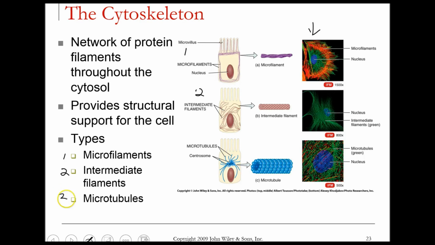Finally, we have the microtubules. Microtubules are most associated with motion, and they literally do look like a little tube. We'll see them when we talk about cell division. They're going to be responsible for moving chromosomes around inside the cell. They're also responsible for moving other structures around within the cell. Many organelles will attach to microtubules, and the microtubules will move them around.